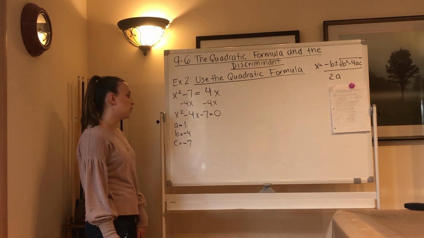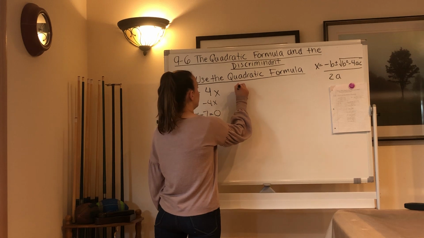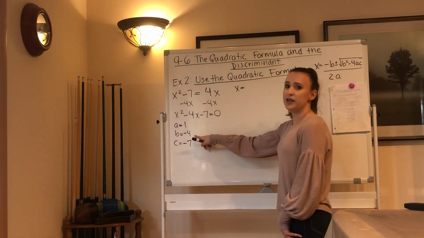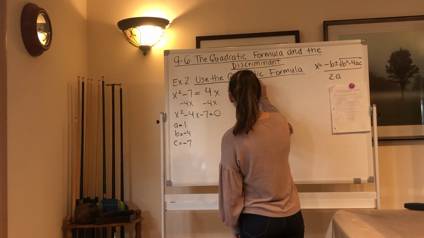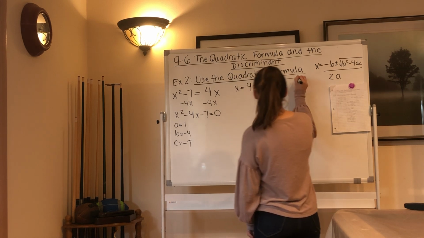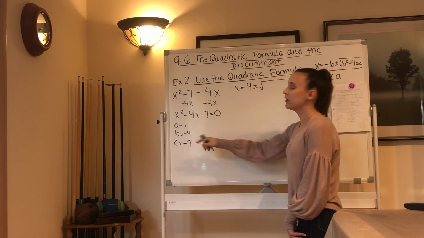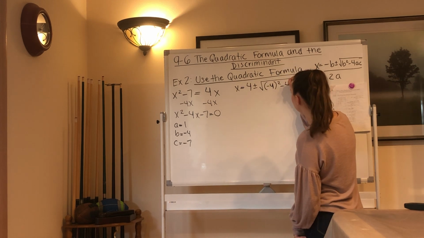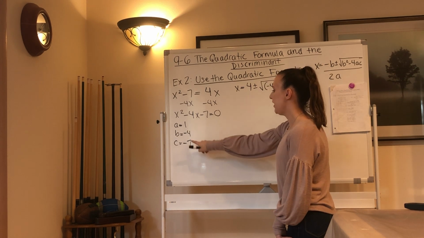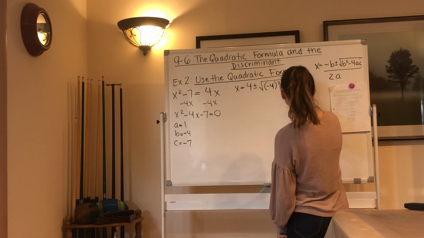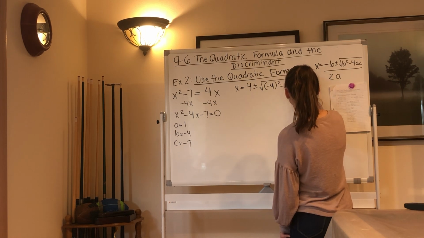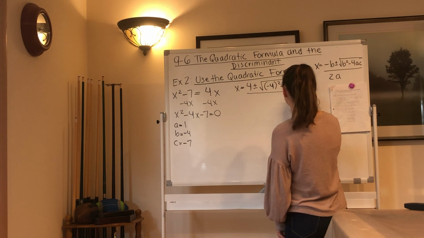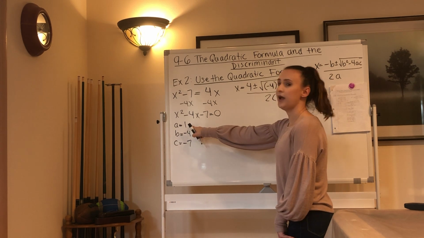Plugging into the quadratic formula, x equals the opposite of b, which is +4, plus or minus the square root of b squared, so -4 squared, minus 4ac, all over 2a.